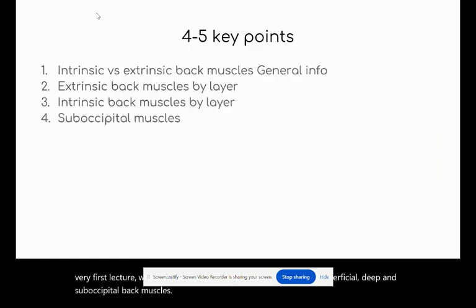Okay, so what I thought the four key points of this lecture were: to be able to differentiate between intrinsic and extrinsic back muscles. So just in general, how they're categorized, what it means, how they're innervated, what they do. Then he broke down the extrinsic back muscles by layer and similarly the intrinsic ones, and he kind of grouped them together. So I tried to follow those groupings. And then he talked briefly about the suboccipital muscles.